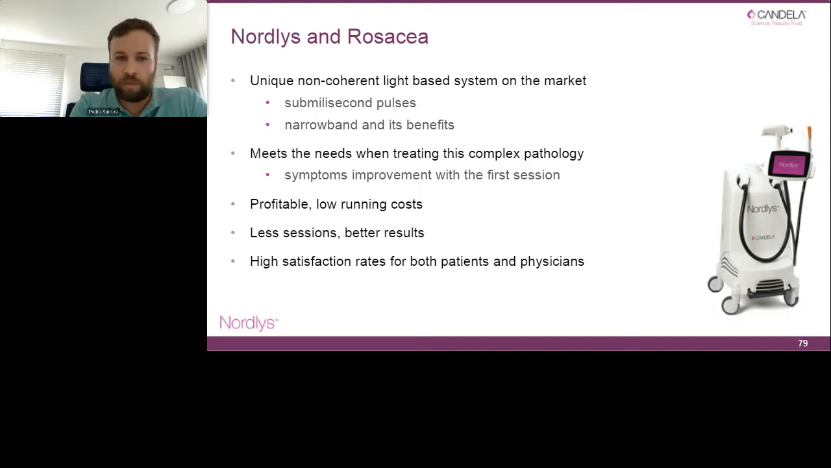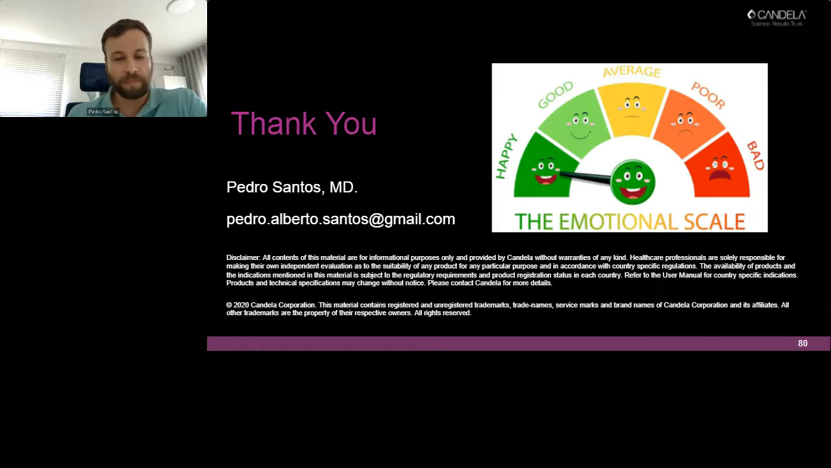As this platform has no consumables, it's profitable with low running costs. And with these unique features, we can provide better results with fewer sessions. And normally, we have high satisfaction rates, for patients, but for us too, who see these patients every single day.